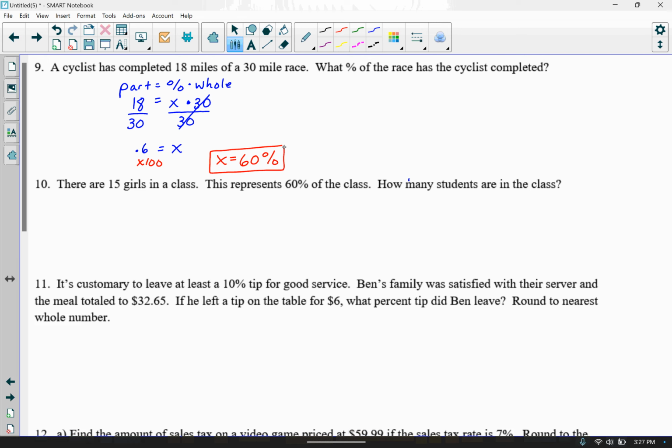Final answer. Okay. All right, let's move on down to the next one. I'm going to write my formula again. Part equals percent times whole.